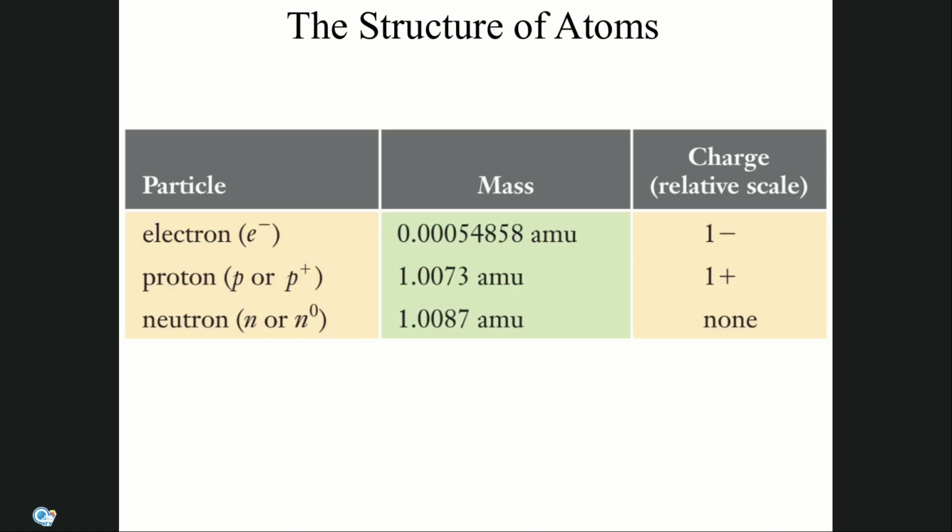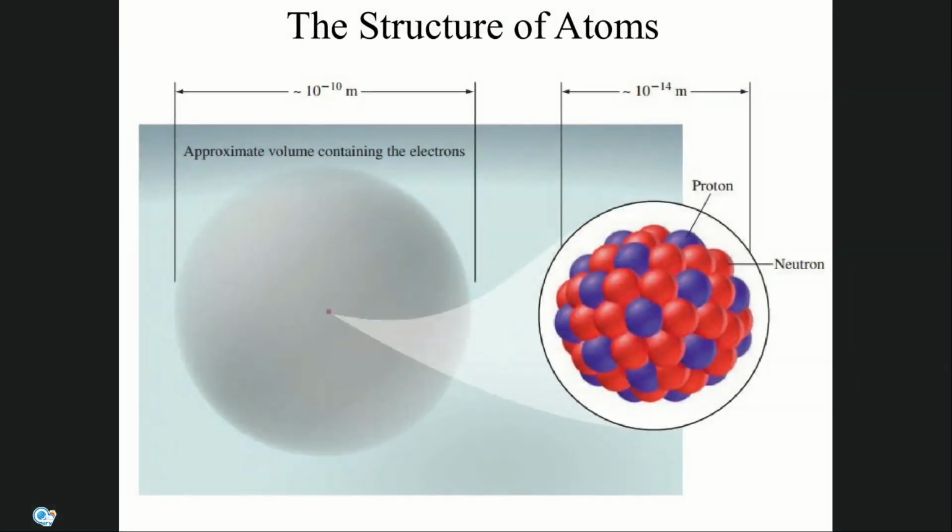For comparison purposes, if the atom were the size of a large stadium, the nucleus would be approximately the size of a small pea in the center of the playing field. Like in this picture, you can see the atom and the nucleus.